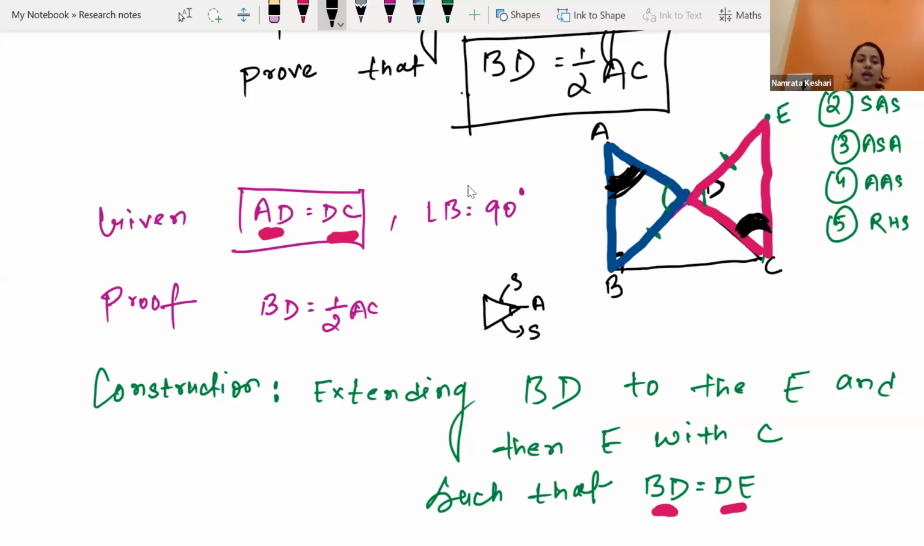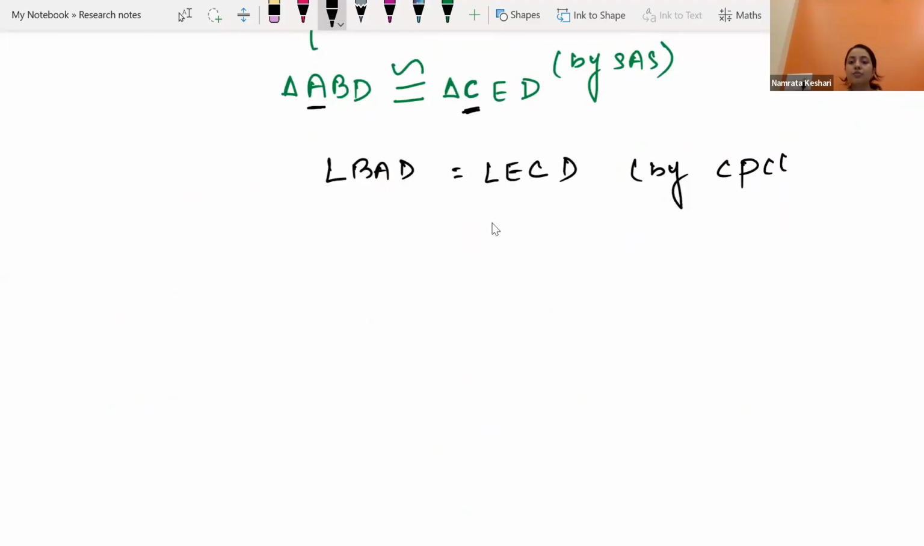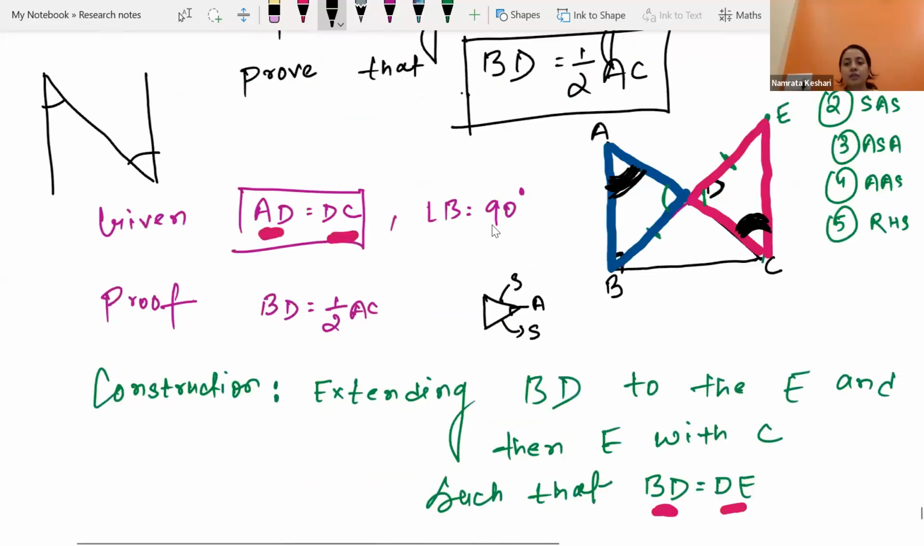We are just having a random line AB and a random line CE. There is a transversal, but this angle and this angle are the same. So the lines which were just random lines are parallel lines because alternate interior angles are equal. So we can say that angle A over here is equal to angle C over here by CPCT. Therefore, AB must be parallel to CE.